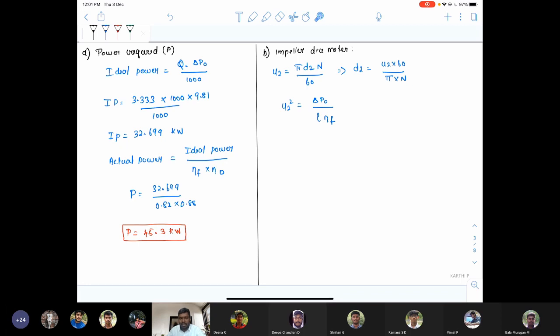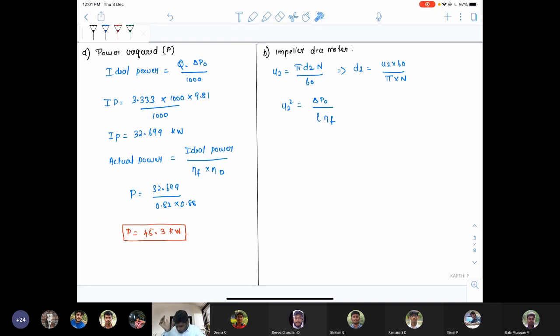The equation U2 square is equal to delta P naught divided by rho into eta F gives the peripheral velocity at the outlet with respect to the stage pressure and the fan efficiency. From this you have to find the value of U2 square.